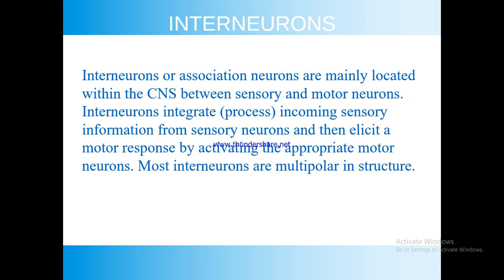Interneurons. Interneurons are in between the sensory neurons and the motor neurons. They are the association neurons, connecting the sensory neurons to the motor neurons, and they are present in the central nervous system. Interneurons, or association neurons, are mainly located within the CNS between sensory and motor neurons. Interneurons integrate incoming sensory information from sensory neurons and then elicit a motor response by activating the appropriate motor neurons. Most interneurons are multipolar in structure.